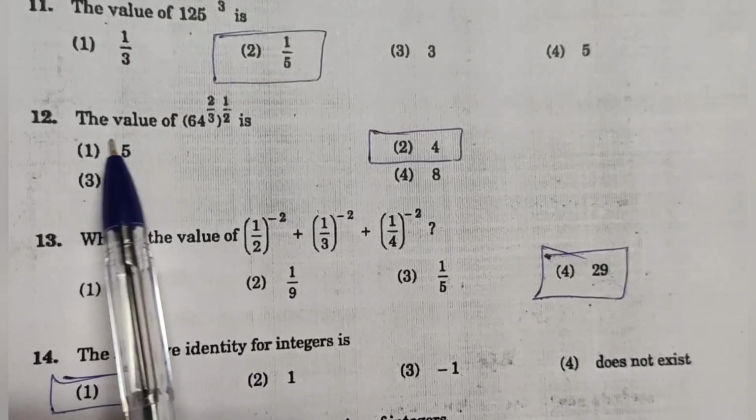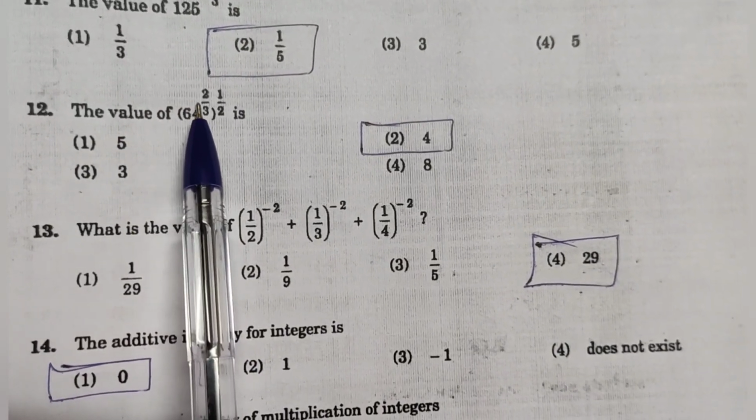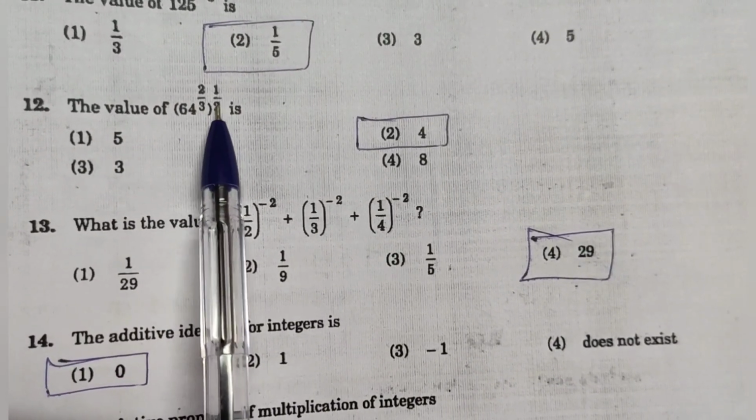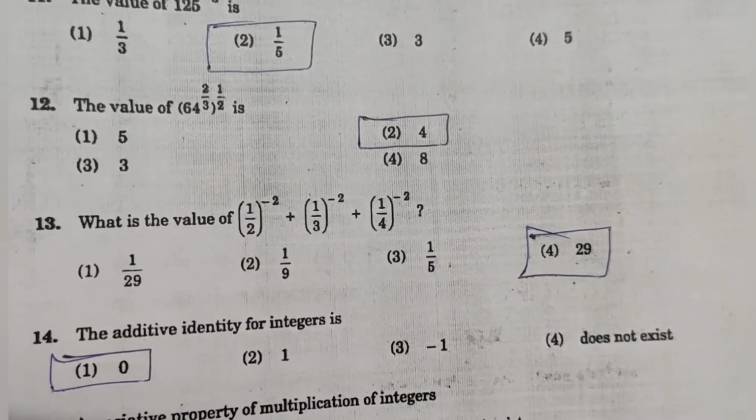12th question, the value of 64 power 2 by 3, the whole power 1 by 2 is dash.